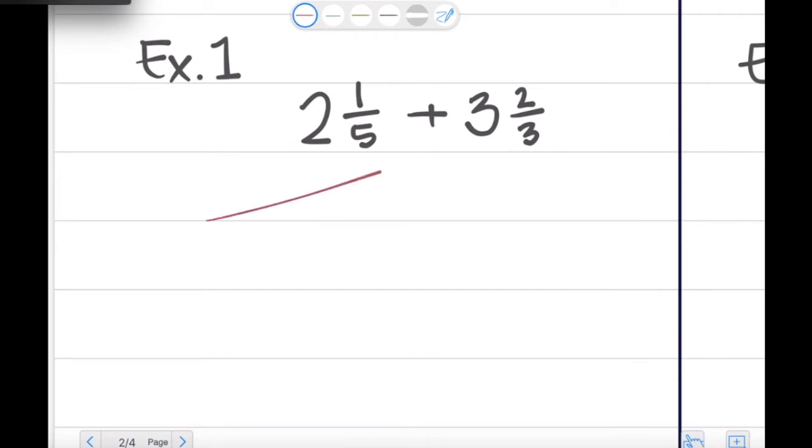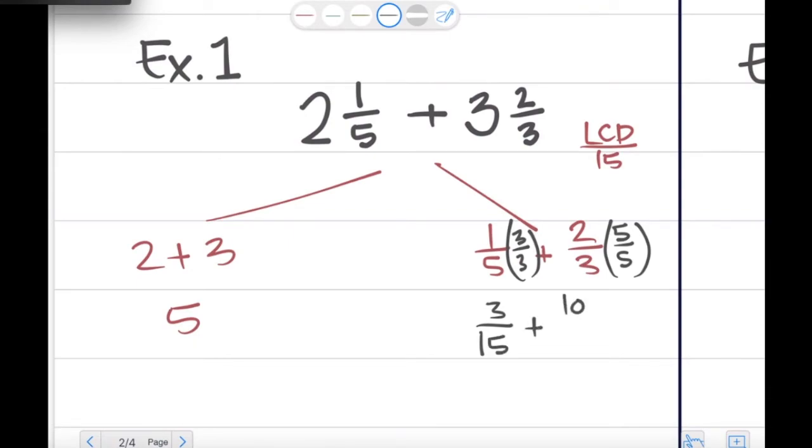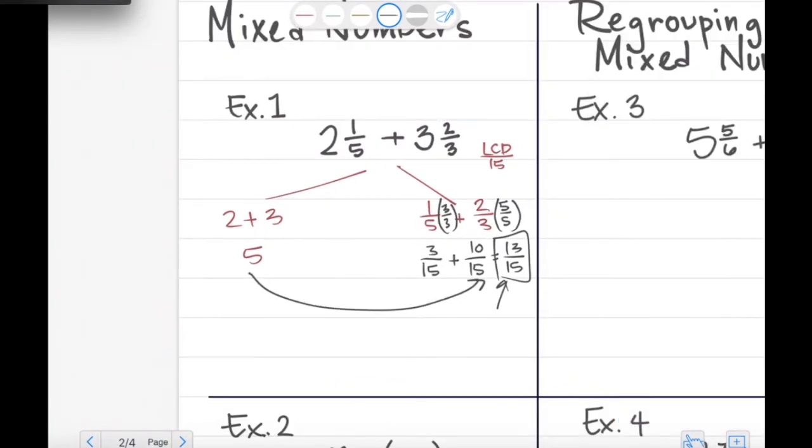So here I'm going to say, okay, I'm going to do the 2 plus 3 part, and then I'm going to do the 1/5 plus 2/3 part, and then I'm going to put the two together. So 2 plus 3 is 5, and then we need to get a least common denominator for the fractions. Our least common denominator will be 15. So we're going to multiply the first fraction by 3 over 3, and the second fraction by 5 over 5. So the first fraction is going to become 3 over 15, and the second fraction is going to become 10 over 15. So 3 over 15 plus 10 over 15 is 13 over 15. What's nice is that this number isn't bigger than 1, so all we have to do now is put 5 and 13 over 15 together, and we've got our answer.